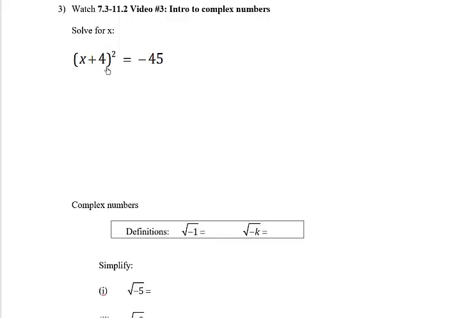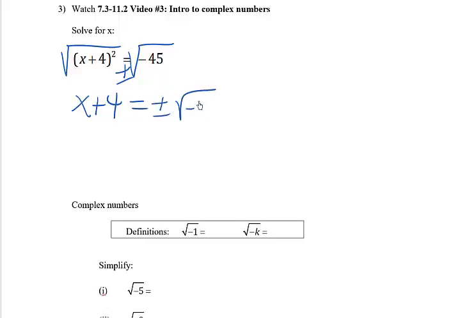The base is x plus 4. The power is a 2. That's all set. Step 2 is the biggie, right? Take the square root of both sides, so I can go right to that. Square root, square root. Don't forget the plus or minus. And then when I simplify, on the left side, square rooting a perfect square, I'll just be left with the x plus 4. And on the right side, I have plus or minus the square root of negative 45.